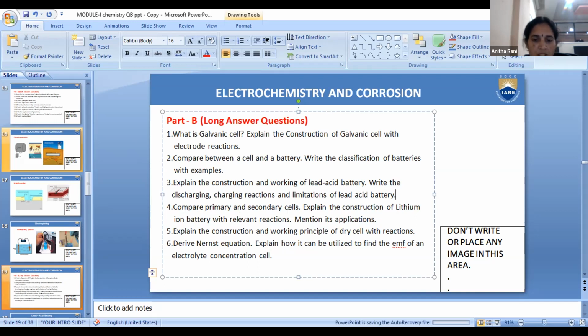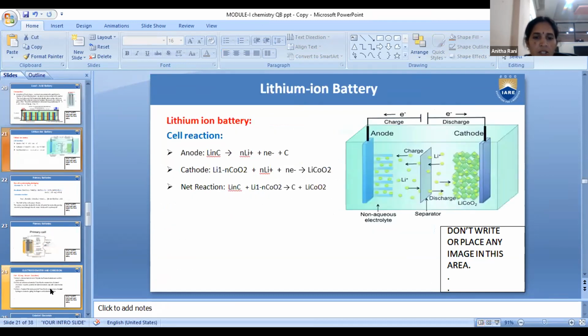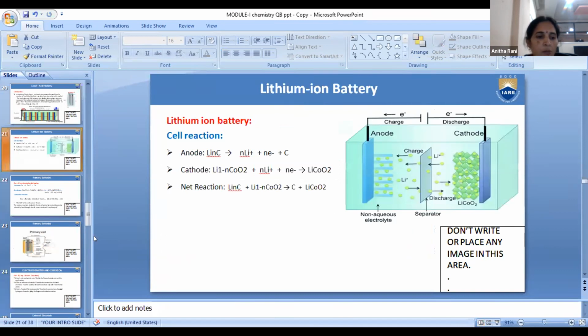Compare primary and secondary cells. Already we discussed. Explain the construction of lithium ion battery with the relevant reactions. So you know the construction of lithium ion battery. The diagram I have not given here, but it is there in the handwritten notes. You take the diagram. In the lithium ion battery, what is the anode, cathode, electrolyte?